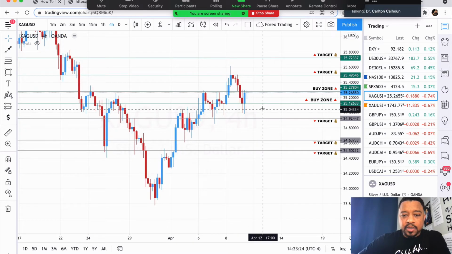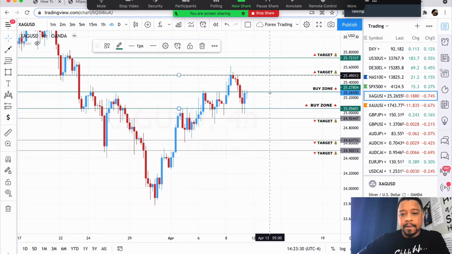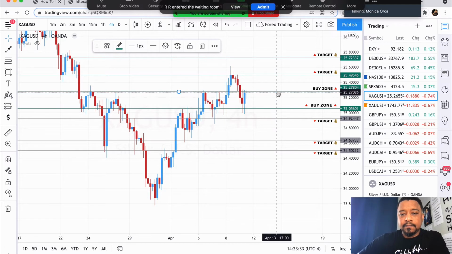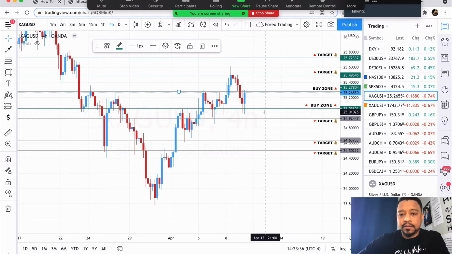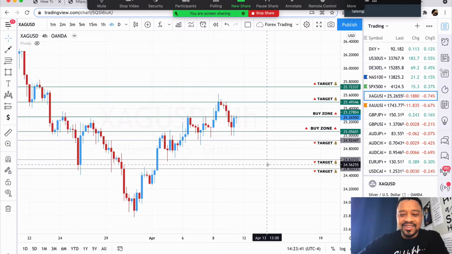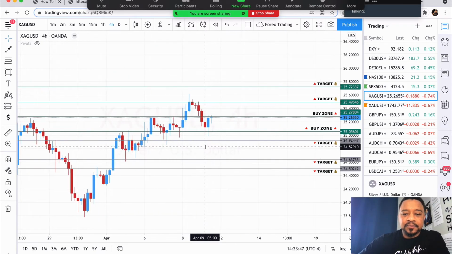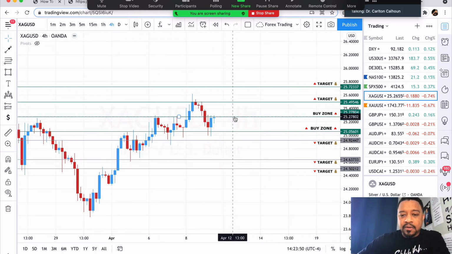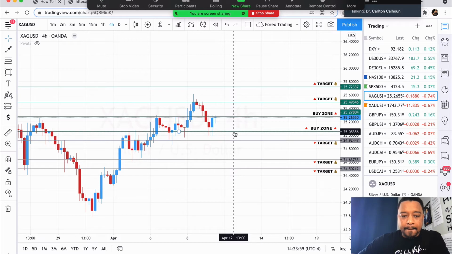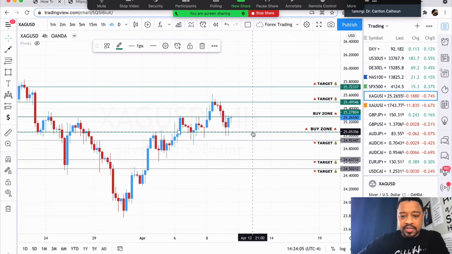I would like to see gold come back around in these areas right in here. Oh, silver. Thank you. Yep, silver. Gold probably looks the same. Yep. Look at that. Identical. So we could break out here, or it could come back to retest and then shoot up. So let's see. If it breaks below this is a sell zone.